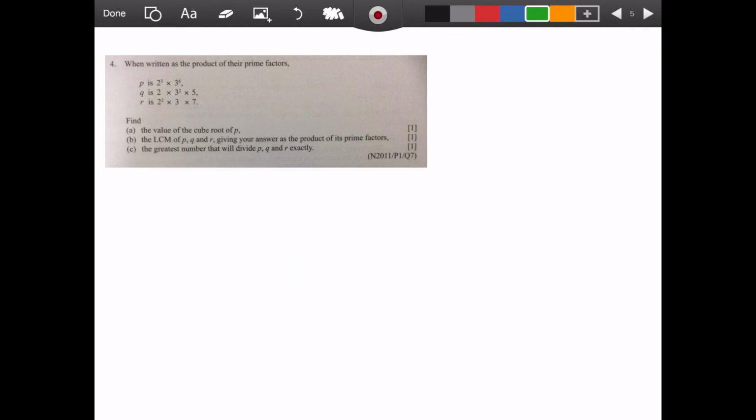This is from year 2011, paper 1, question 7. The question says: when written as the product of prime factors, P, Q, R, and list all the prime factors. Part 1 says find the value of the cube root of P. The cube root of P, basically P to the power of 1/3, is equal to 2 to the power of 3, times 3 to the power of 6, times 1 to the power of 3.